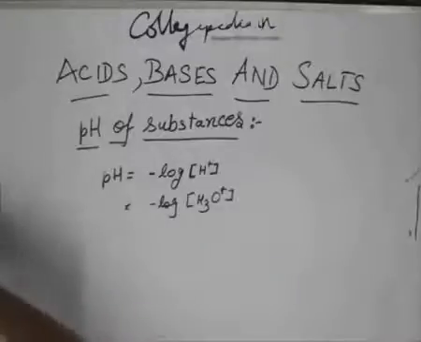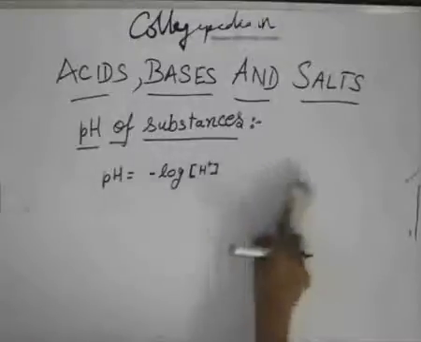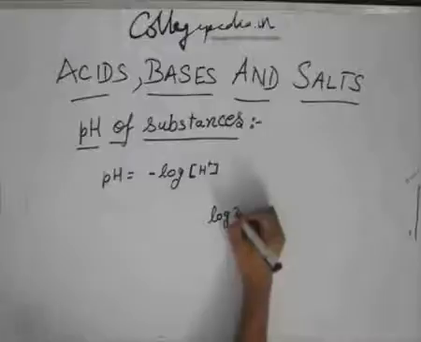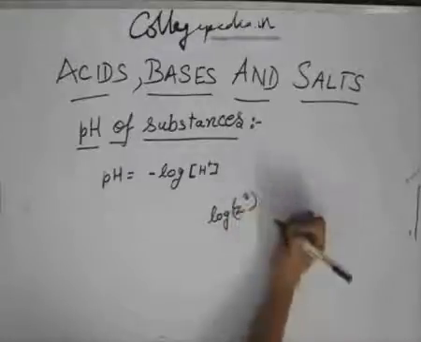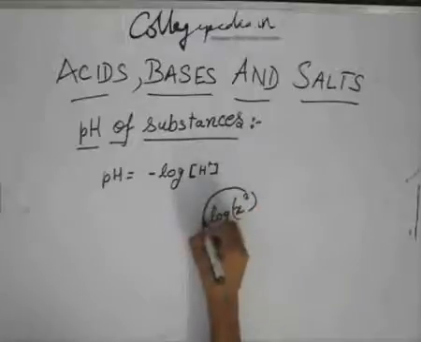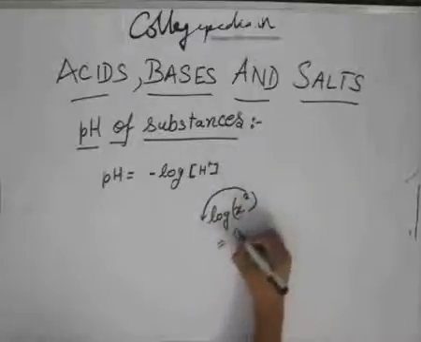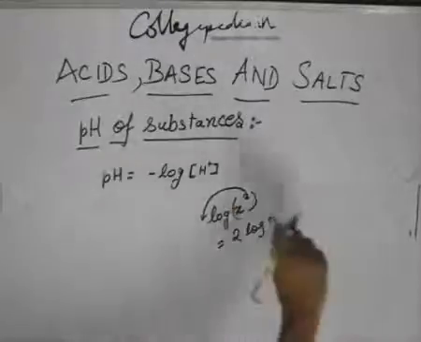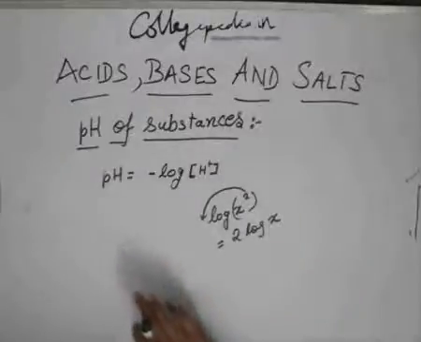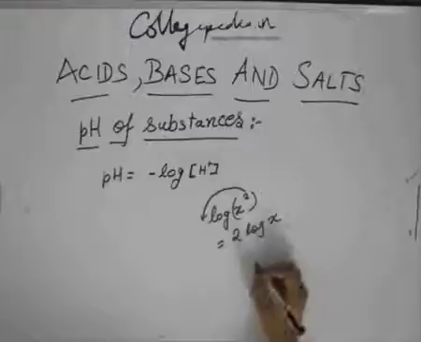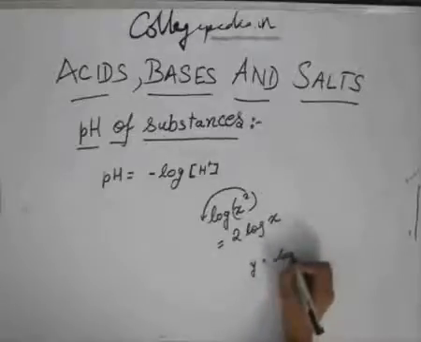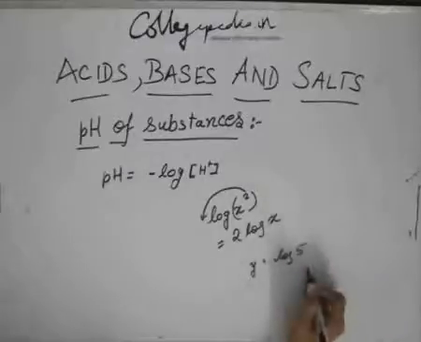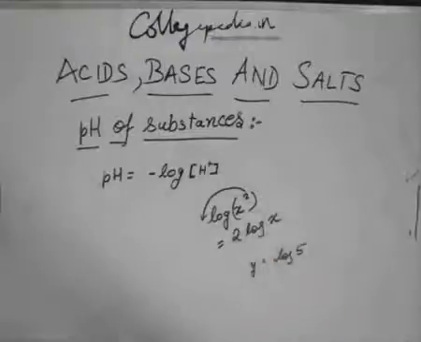Now, there are some operations of log. If you have log of x square, the power comes in the multiplication, so this becomes 2 log x. And there is a log table, like if you have y is equal to log 5 or log 6, you have a log table to find out the value of log 5. So you can find out the value of y from there.